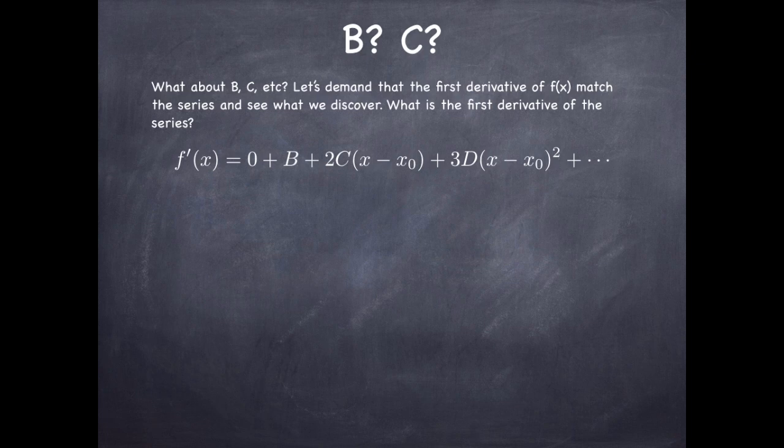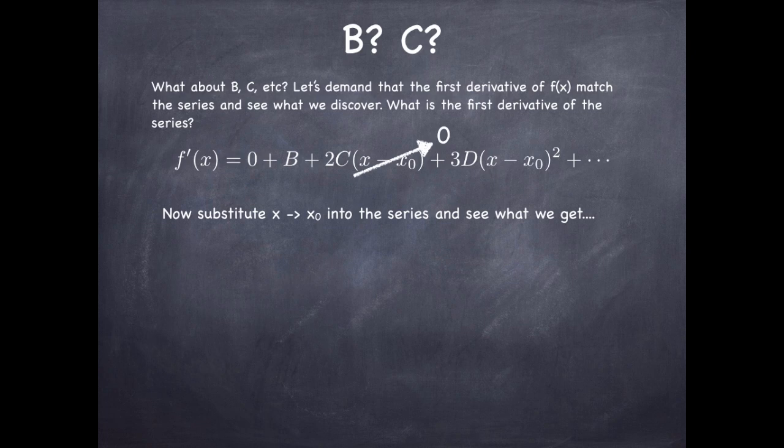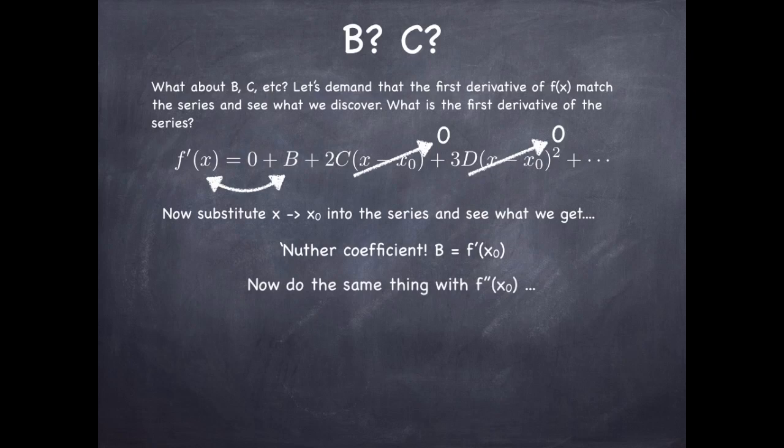And then when you plug x0 in for x, notice what happens. The C coefficient goes away, the D coefficient goes away, all the higher order coefficients go away, and you get that the B coefficient is nothing other than the first derivative. So there we have it, another coefficient. See, this is easy. Now you do the same thing with f double prime, and in that case the B coefficient goes away because you take the derivative of a constant and you get 0. The C coefficient ends up with a 2. The D coefficient is 6 times the distance from the point of interest, and so on.